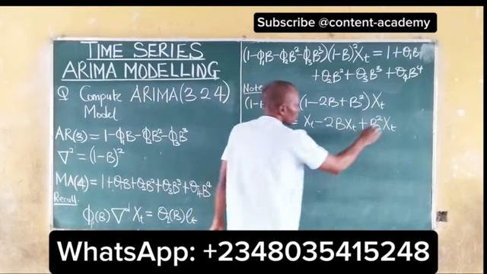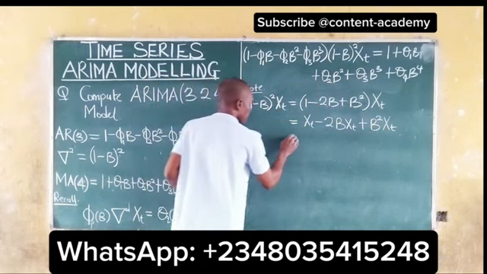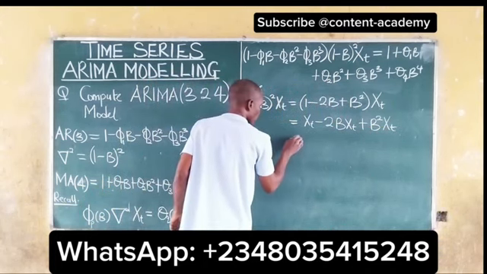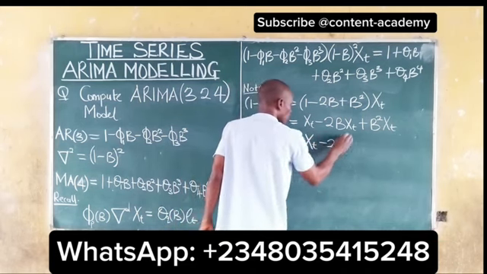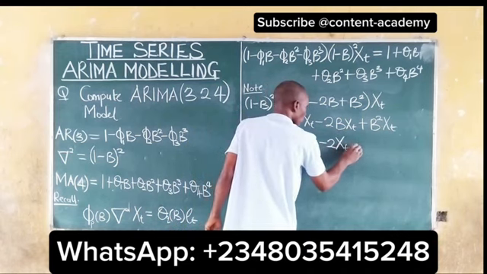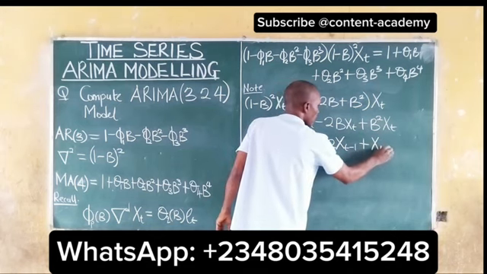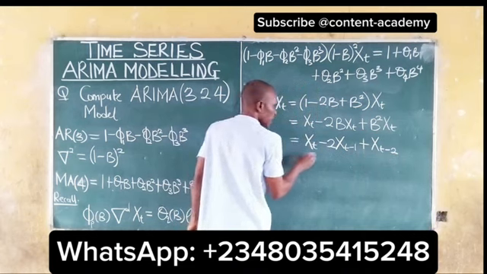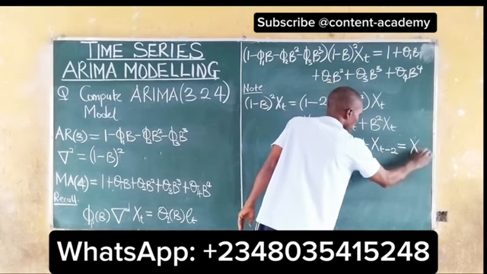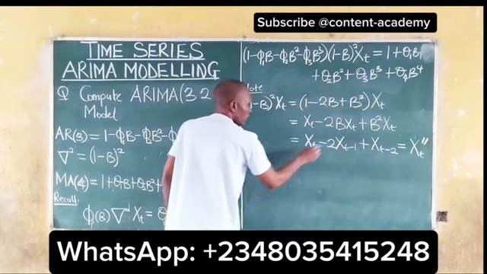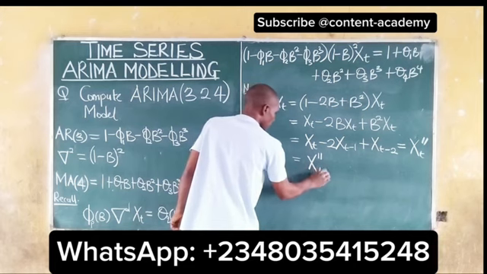We have already talked about how we can compute the backward shift in our previous lesson. Now we have this to be equal to X_t minus 2 X_{t-1}, because of the backward shift, plus, because of the backward shift raised to the power of 2, X_{t-2}. And this is the same thing as X_t double prime. So we have this to be X_t double prime.